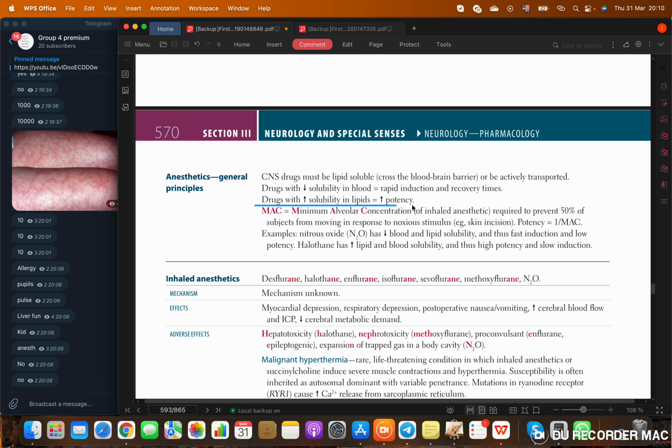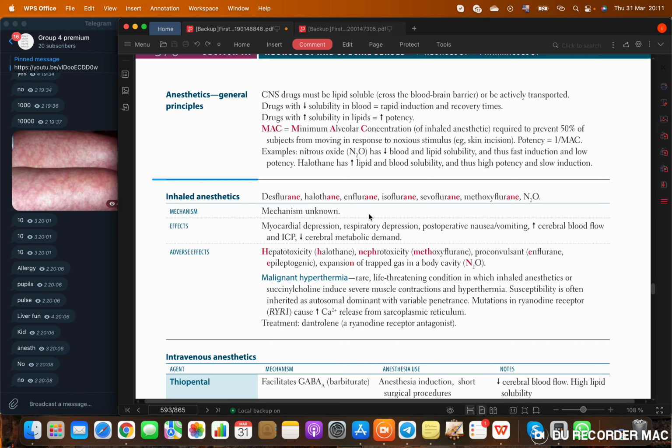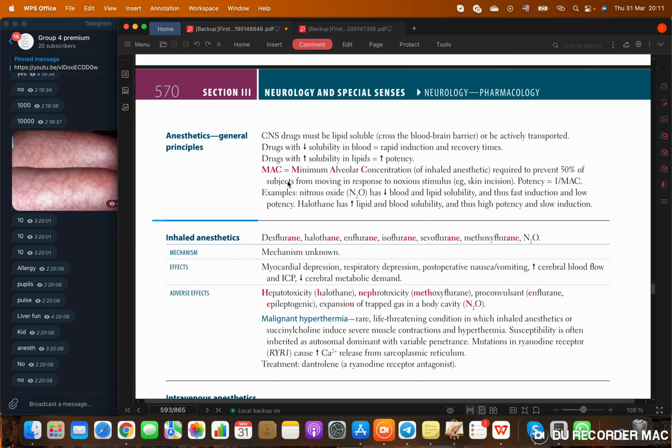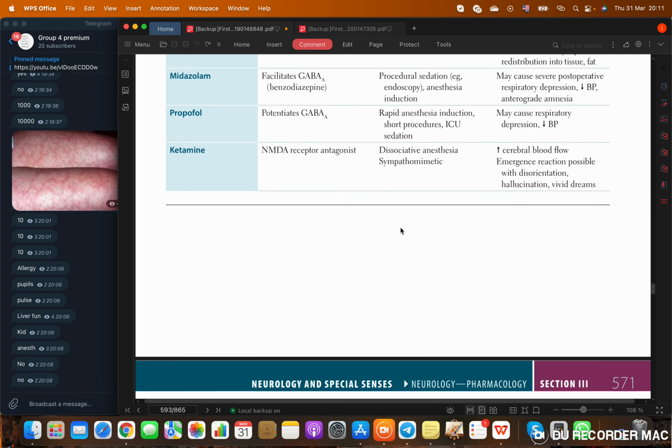So there is something called the MAC, which is minimum alveolar concentration. It's only utilized for inhaled anesthetics. By the way, there are two types of anesthetics. There are the inhaled anesthetics and there are the IV anesthetics, okay? I'm speaking about generalized anesthesia, of course. So when we speak about the MAC, we are only dealing with the inhaled anesthetics. Forget about the IV anesthetics.